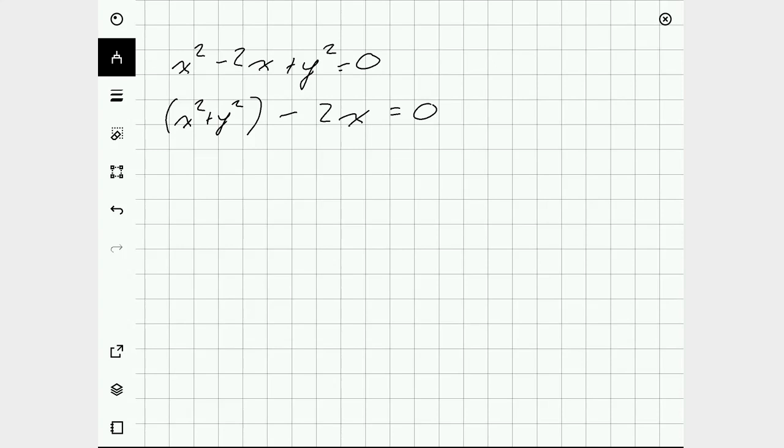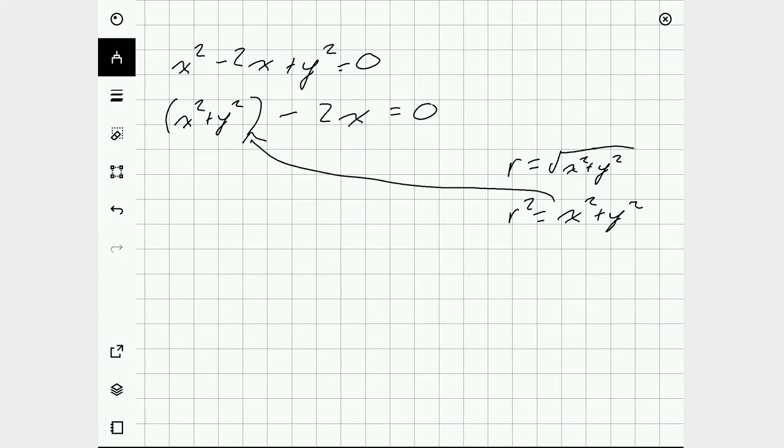Right? I know that r is equal to the square root of x squared plus y squared. And if I square both sides of that equation, I get that r squared is x squared plus y squared. And that substitution is coming in right here. And I know that x is r times the cosine of theta. That substitution is coming in right there. So I get that r squared minus 2 times r times the cosine of theta is equal to 0.